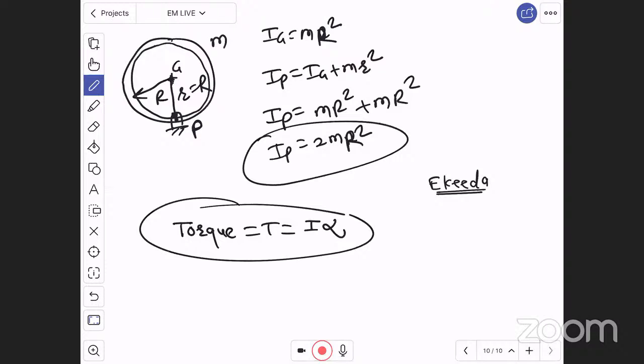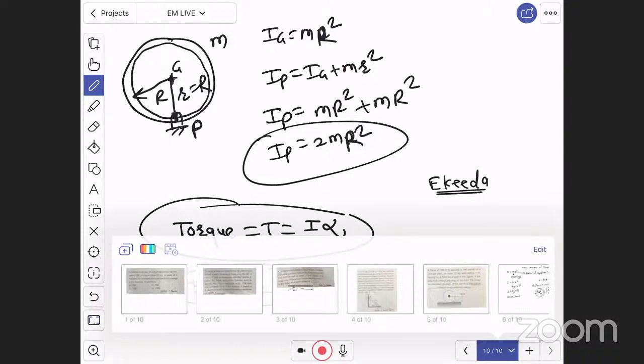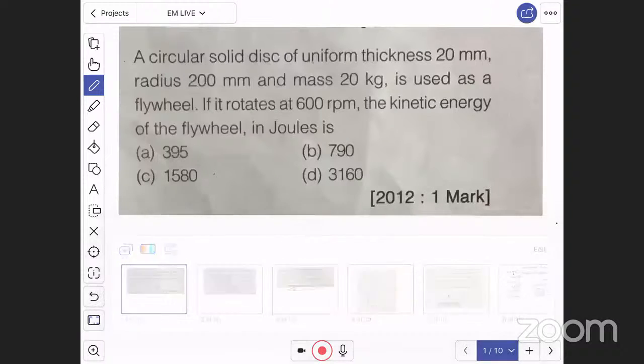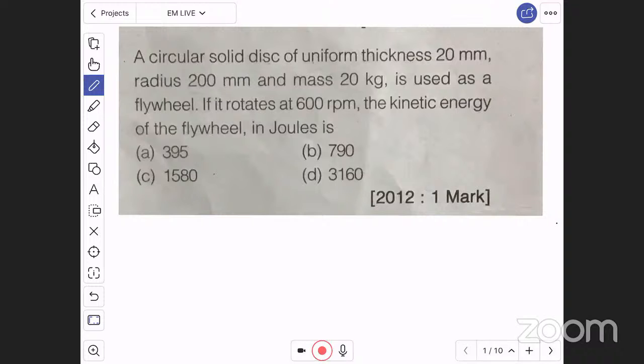So mass moment of inertia calculation रॉड के लिए, डिस्क के लिए, रिंग के लिए मैंने ऑलरेडी बताया था क्या है फॉर्मूला. If you want to learn the concepts, watch my theory lectures from Ekeeda. Now, this torque is nothing but I alpha, which is nothing but force into radius. Right. Now, let us jump on numericals. Let us solve the numericals. First numerical we are going to solve is this question.